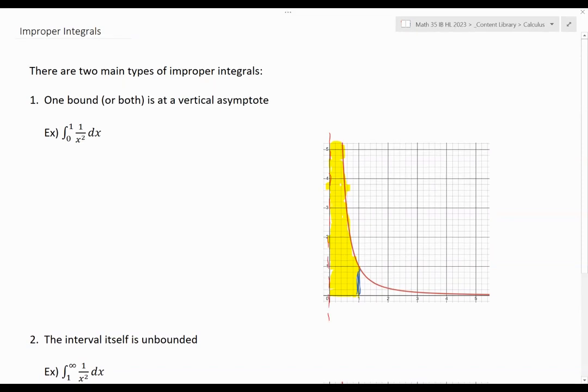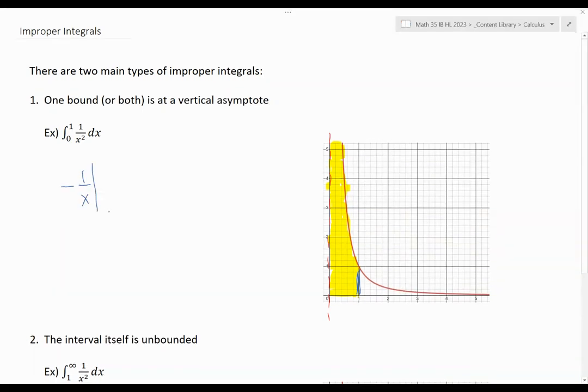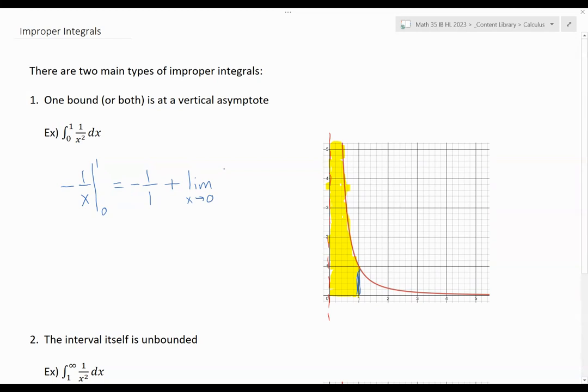And in order to figure out if it does or doesn't, we have to deal with limits. So I go about this the usual way. I'm going to find an antiderivative of 1 over x squared. 1 over x squared is just x to the negative 2, so I can use my power rule. The antiderivative is going to be negative 1 over x. And it's between 0 and 1, but because I can't evaluate it at 0, I have to use a limit for that bound. So negative 1 over 1, that one I can do no problem. And then minus negative, so plus, the limit as x approaches 0 of 1 over x.